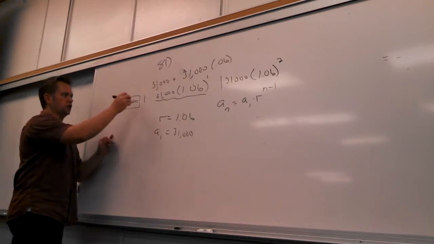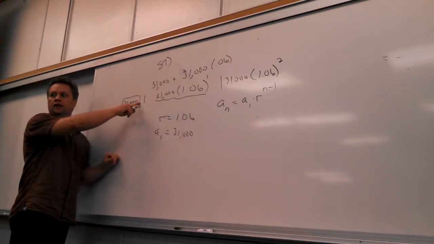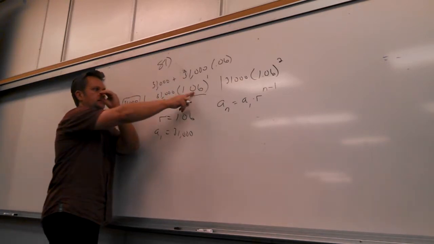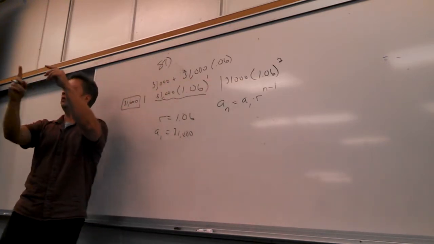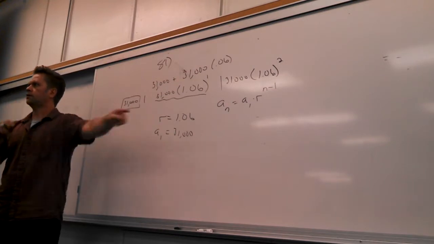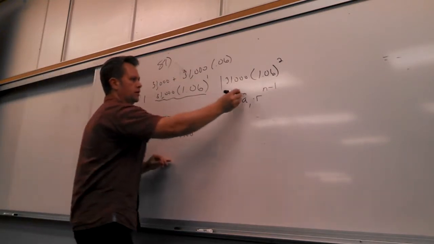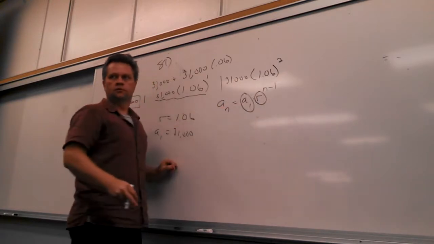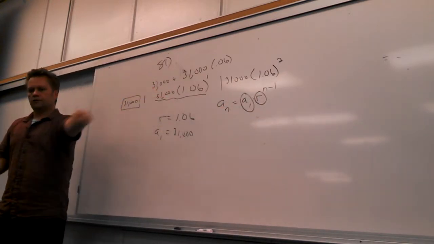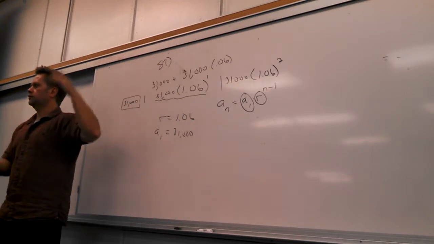And you can see it. The first year, how many 1.06s did you have here? 0. How many 1.06s in the second year? 1. So it's always 1 less than the year you want. So that matches up with the formula. It's n minus 1. So now that I know what A1 is, and I know what R is, and I know what N is, 15 years, I just plug them in and see what it is.